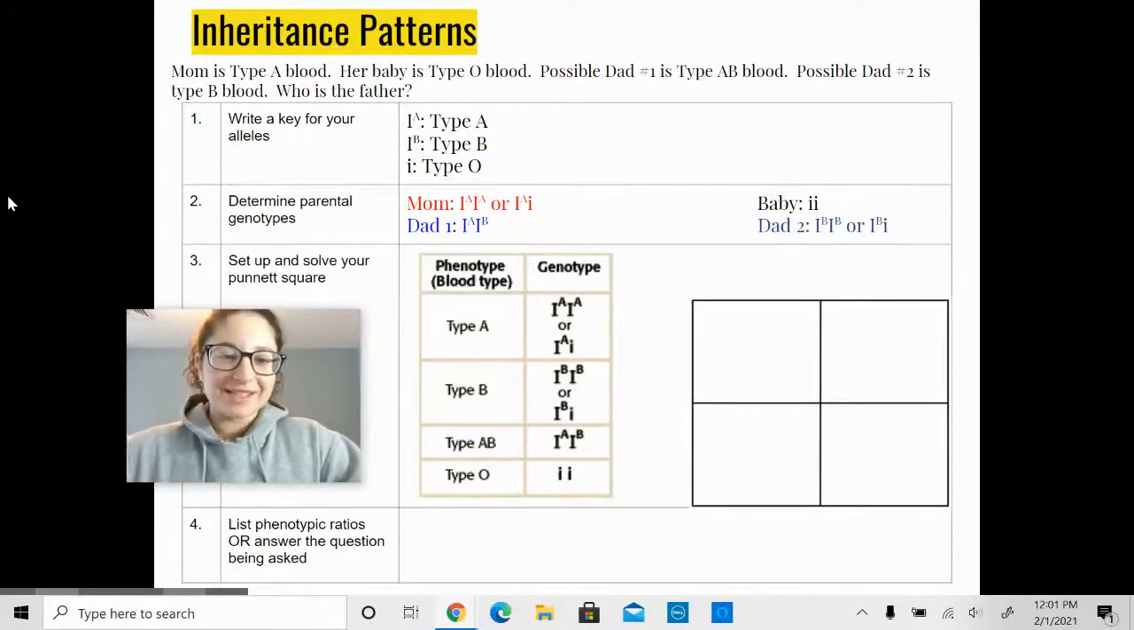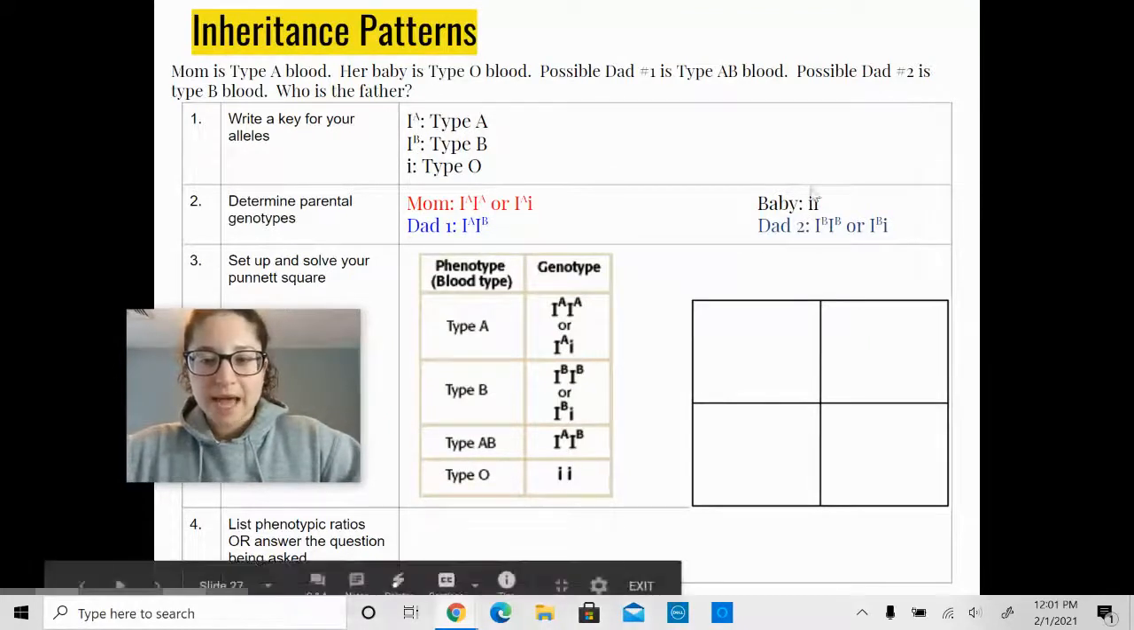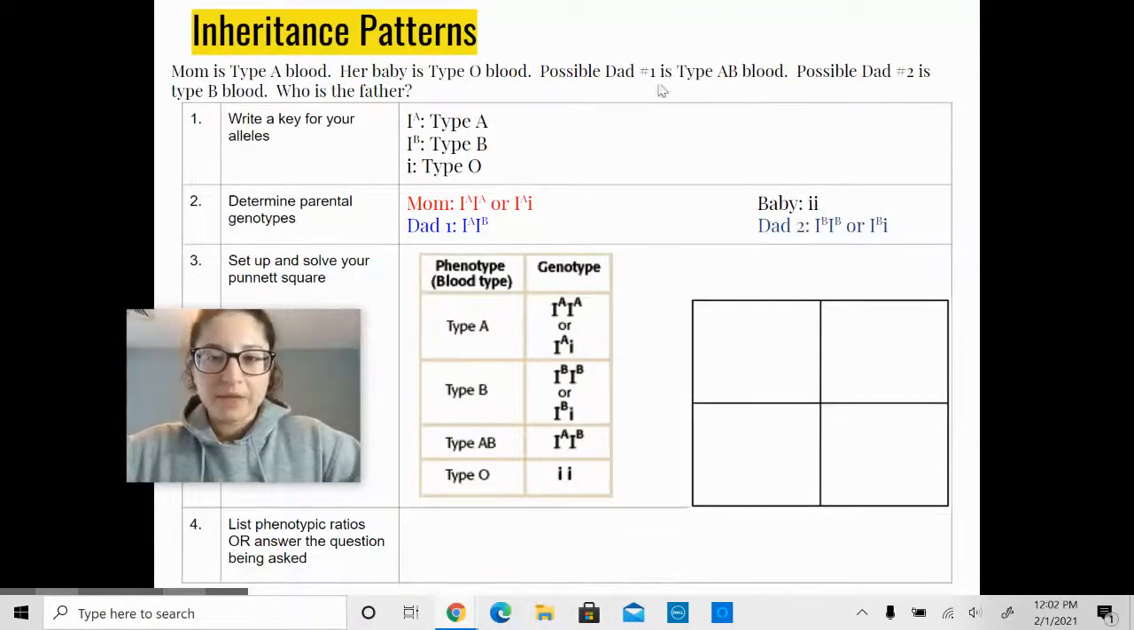So it tells us mom is type A blood, and we can figure this out through a blood test, which means she's type A. There are 2 possible genotypes. She can be homozygous dominant, or she can be heterozygous. And I'm showing that right here as well. Baby is type O blood. So baby right here, type O is ii, what we see right here.